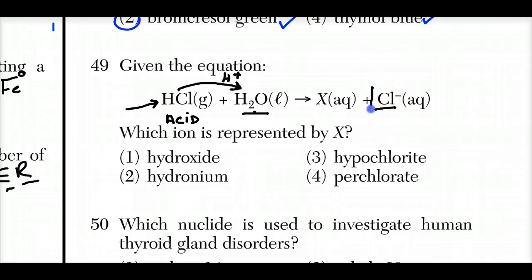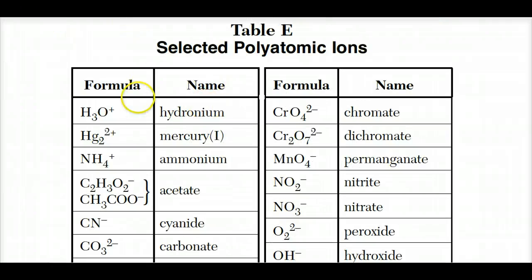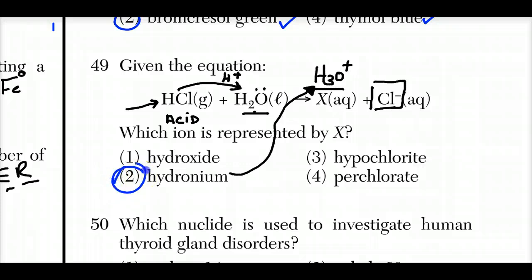So I know from going left to right that the HCl donates an H+, whether I go to the table or not, because in the forward direction, this Cl compound doesn't have the H+ anymore. Notice it's negative, so it's missing it. So this guy had to absorb it. So H2O with one more proton becomes H3O+, which is called a hydronium ion. Now, if you didn't know that was the hydronium ion, Table E, here we go. And there it is in all of its glory, the hydronium ion. So 49 is choice 2.